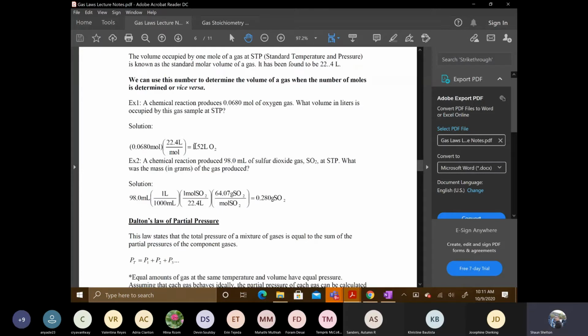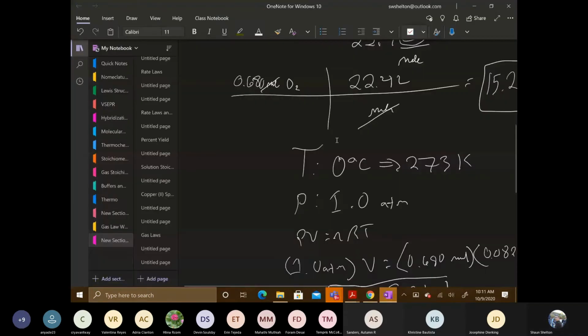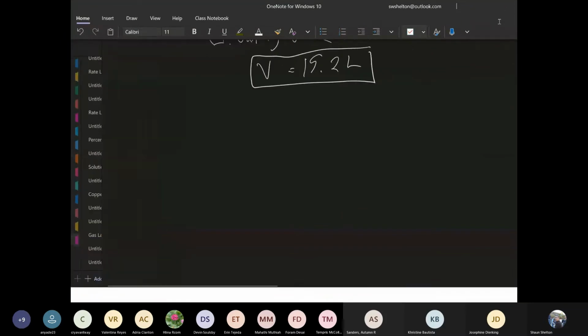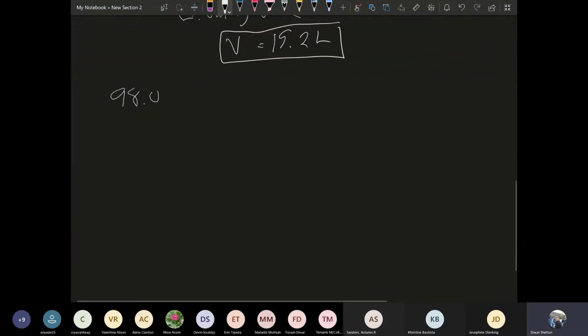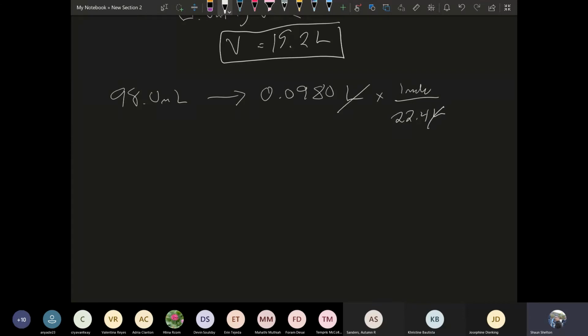Now they tell you STP, great. That tells us that we are going to use molar volume. What was the mass in grams of the gas produced? Now, first thing we got to do, milliliters to liters, and then convert liters into moles. All right, so 98 milliliters dividing by 1,000 is going to give you 0.098 liters. So then we're going to multiply that by, so for every mole you have 22.4 liters. So the liters cancel out.